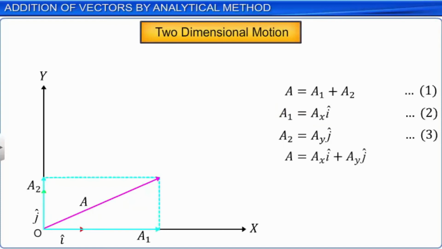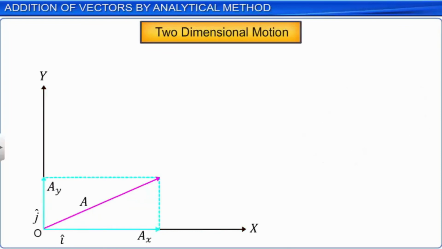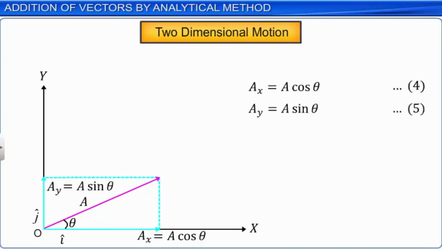Ax and Ay are the magnitudes of the components of A in the x and y direction. Here, A makes an angle theta with the x-axis. You can write Ax is equal to A cos theta and Ay is equal to A sin theta. Let these expressions be equations 4 and 5 respectively. Ax and Ay can be positive, negative or 0 depending on the angle theta.